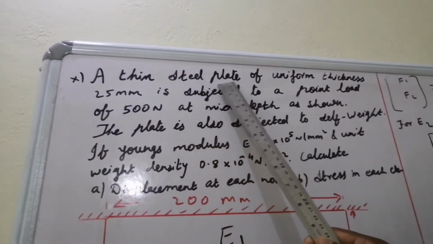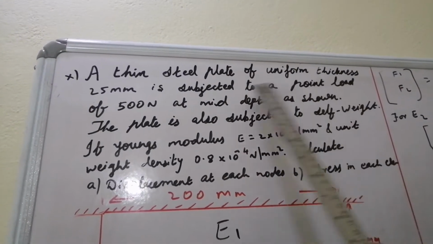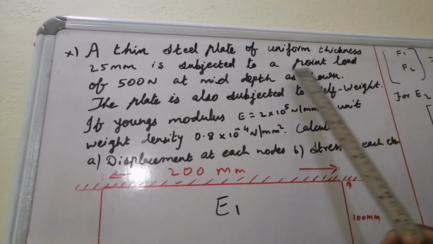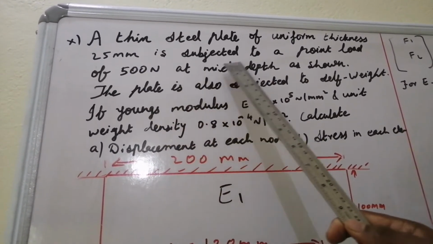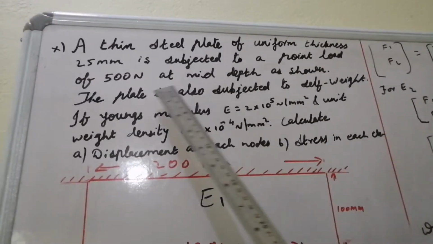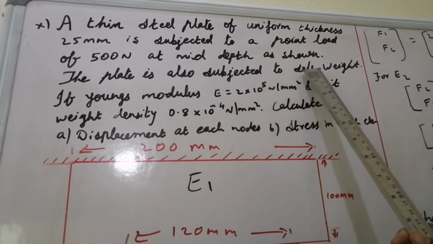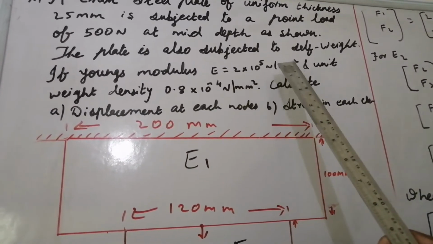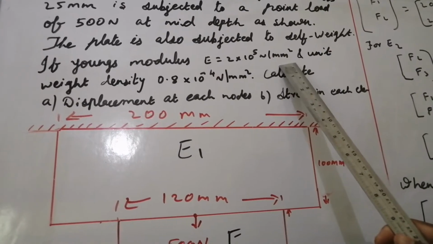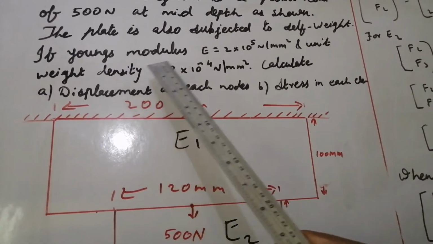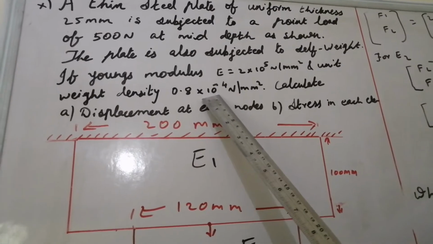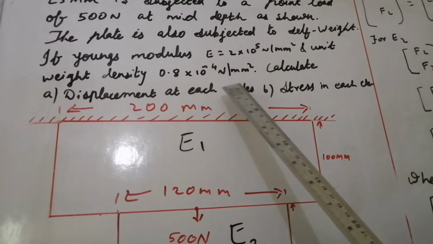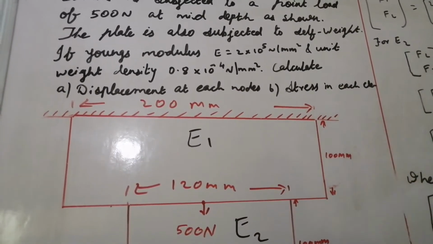A thin steel plate of uniform thickness 25 mm is subjected to a point load of 500 Newton at mid depth as shown. The plate is also subjected to self weight. If Young's modulus E equals 2 × 10^5 Newton per millimeter square and unit weight density is 0.8 × 10^-4 Newton per millimeter cube, calculate the displacement at each node and the stress in each element.